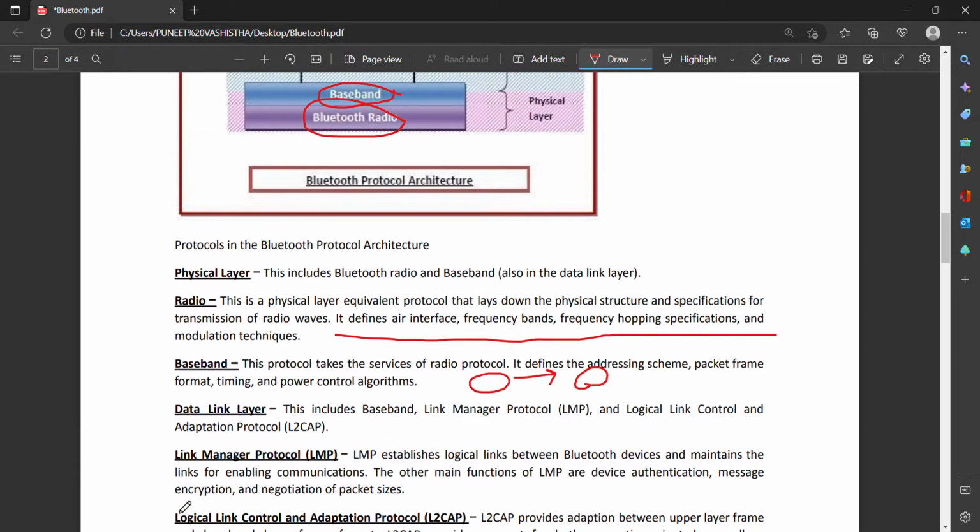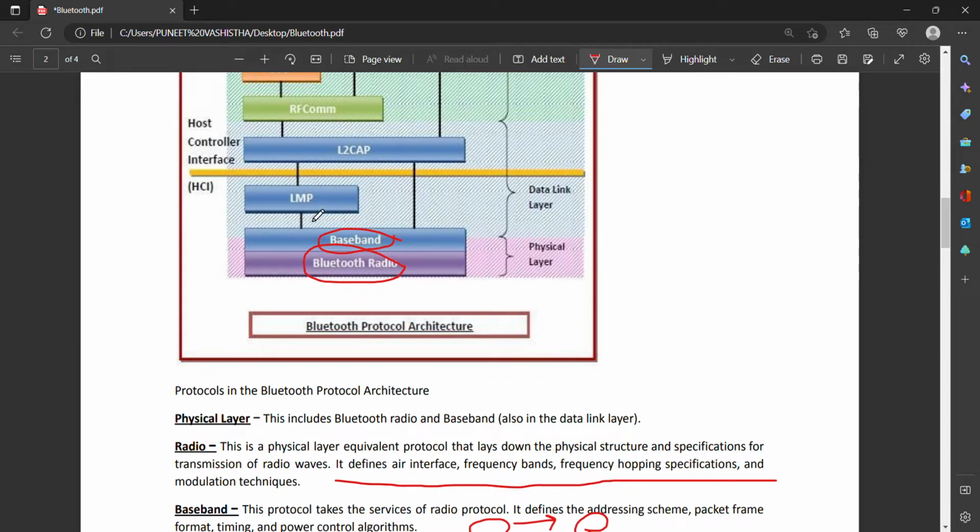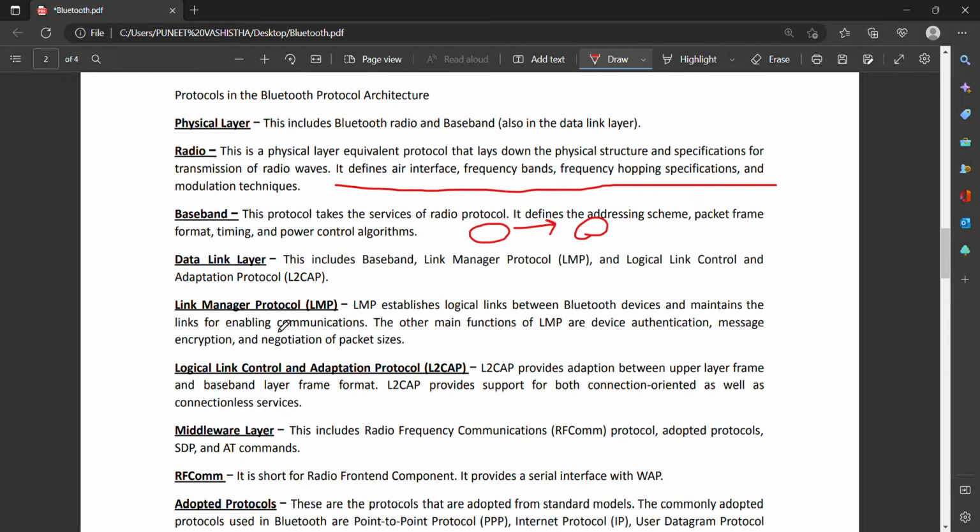Now the data link layer is here. In this data link layer we have LMP, the link manager protocol. They have mentioned that it includes the baseband link manager protocol and the logical link control and adaptation protocol, L2CAP. The link manager protocol establishes logical links between Bluetooth devices and maintains the link for enabling communication. So this is very important for the communication and connection between the Bluetooth devices. The other main functions of LMP are authentication and message encryption.